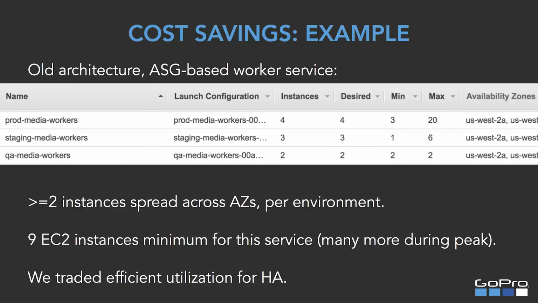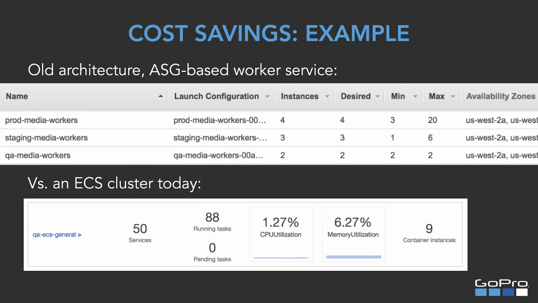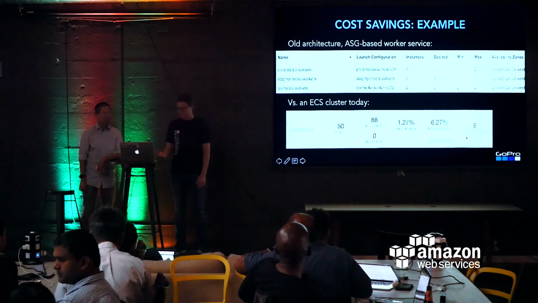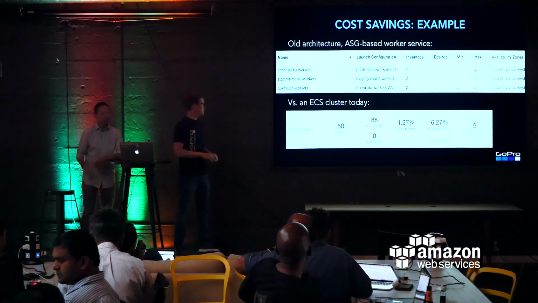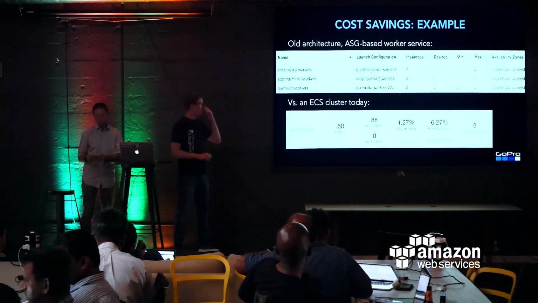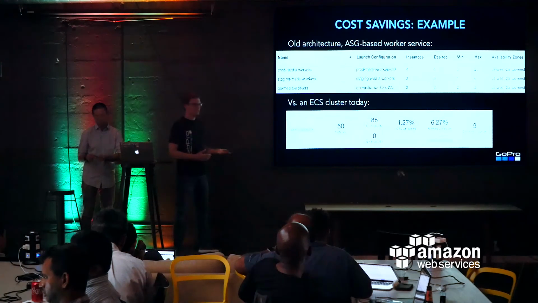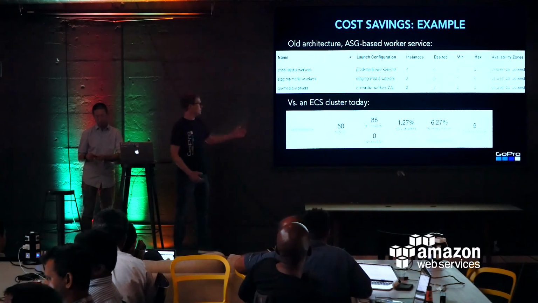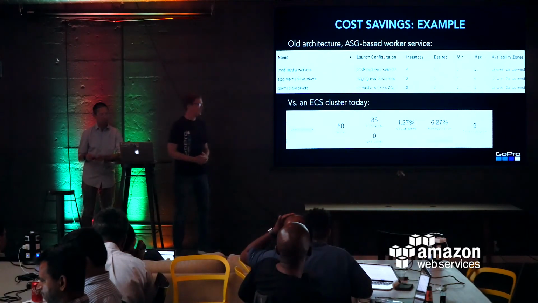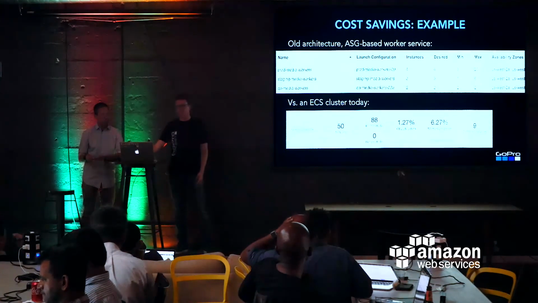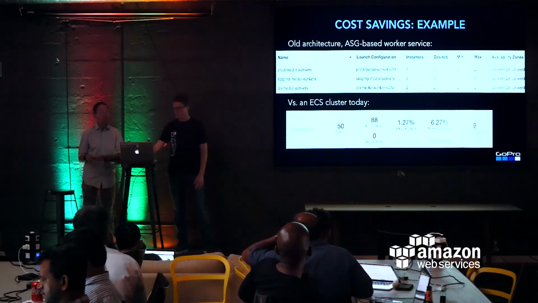Now, to contrast this with an example of an ECS cluster, this is one of our QA clusters. You can see down here, we're running 50 services on this one cluster. We're using 9 instances. So same number of instances, we're running 50 services. Now, admittedly, the CPU utilization, the overall resource utilization on this cluster is very low. It's our QA cluster. But still, it's like a factor of 10 better if we're looking at 3 different environments. So you can imagine spread across production with full load of users and all of that, it really adds up a lot. We think we're going to save like 75% of our EC2 costs by moving to ECS.